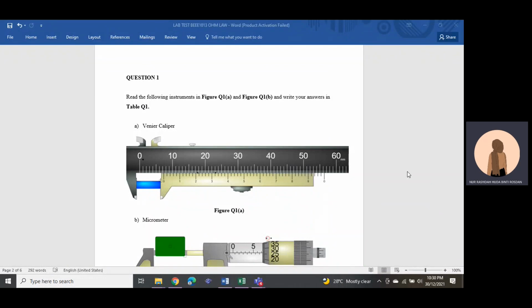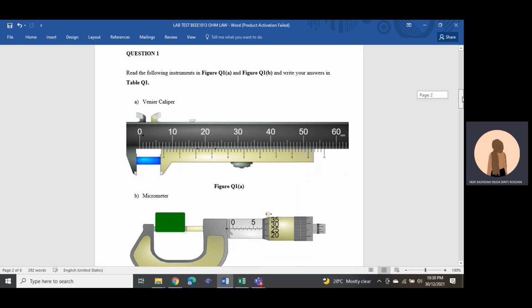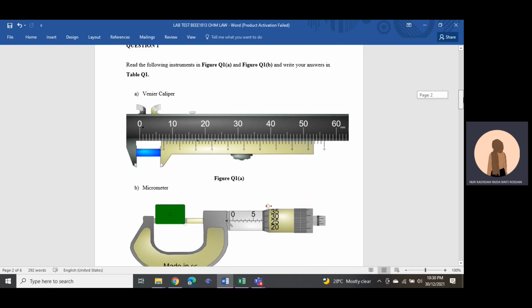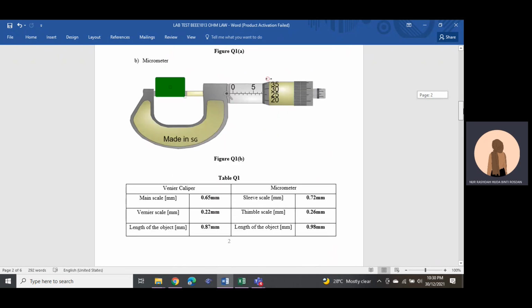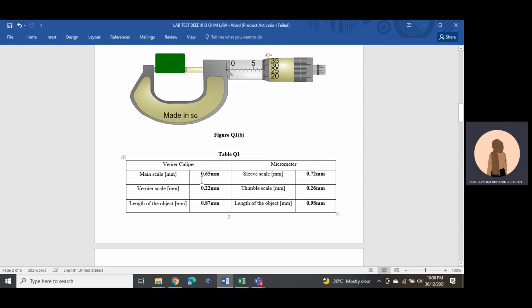Assalamualaikum. This is my lab test. This is for question number 1. Read the instrument figure. Q1A and figure. Q1B. This is the answer for main scale. This is the answer for question 1.